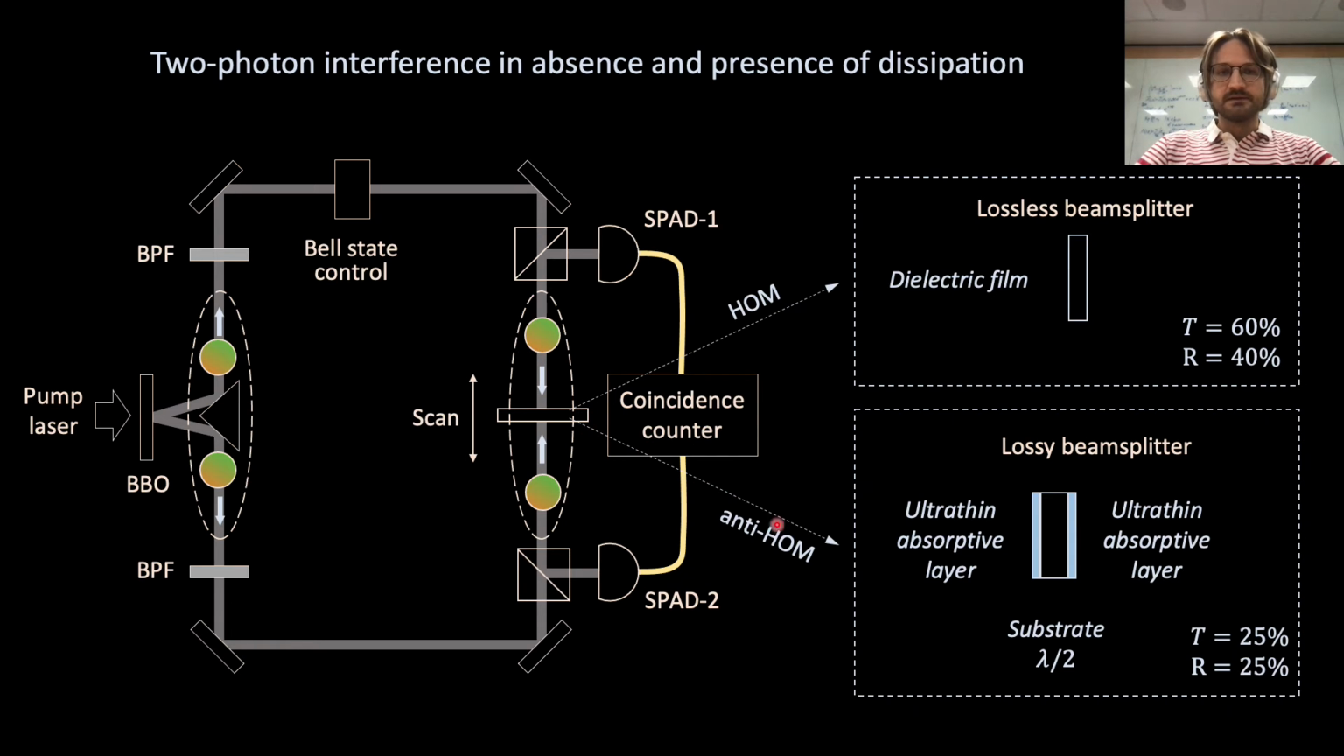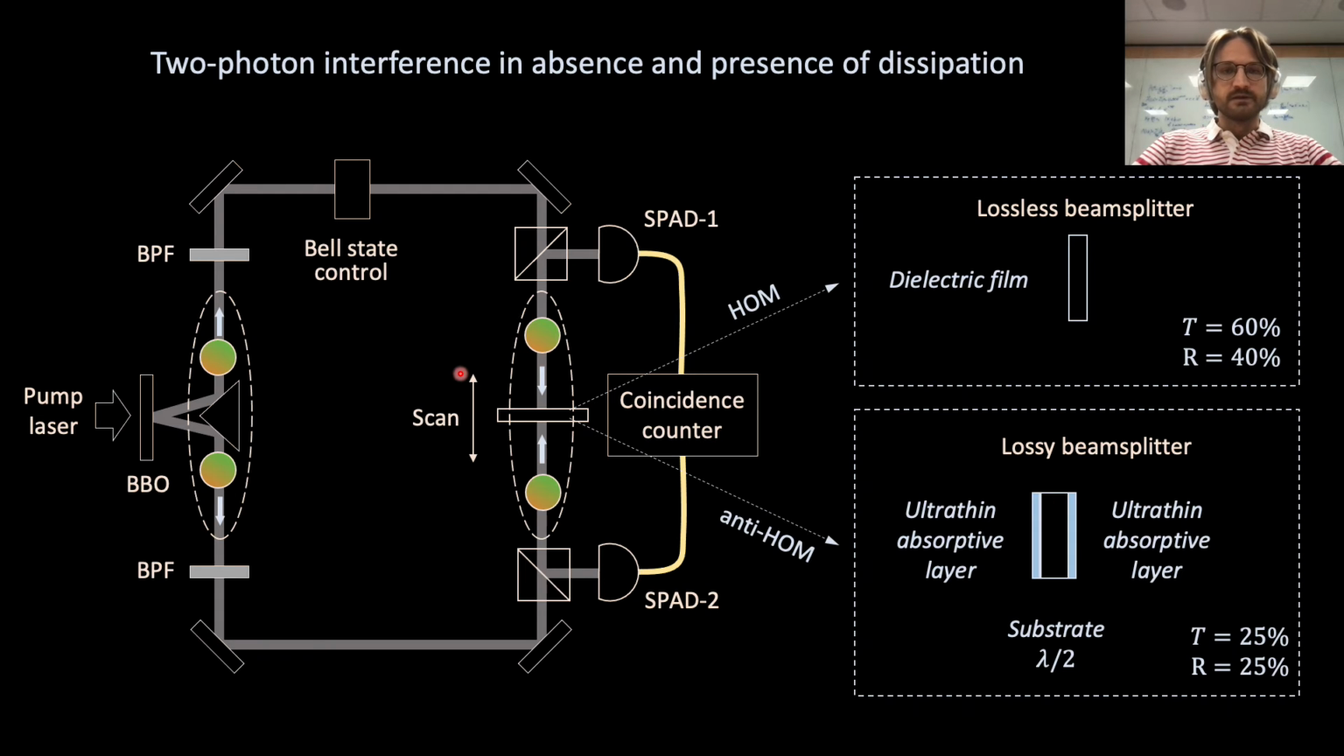And to measure the anti-Hong-Ou-Mandel effect, we use the lossy beam splitter, which is a transparent substrate with deposited ultra-thin absorptive layers on both sides. This structure has optical response close to what is required for the observation of the anti-Hong-Ou-Mandel effect. And the outgoing photons are directed to single photon detectors on both sides.